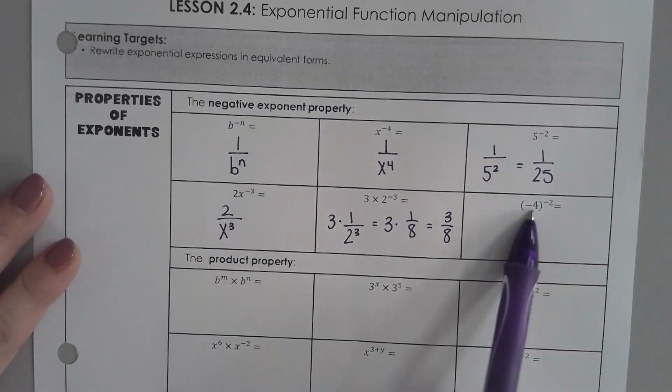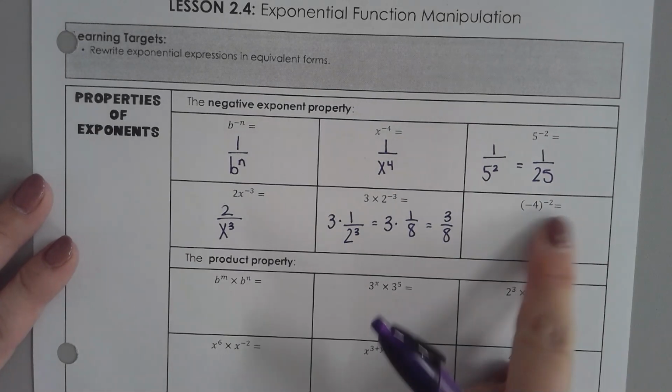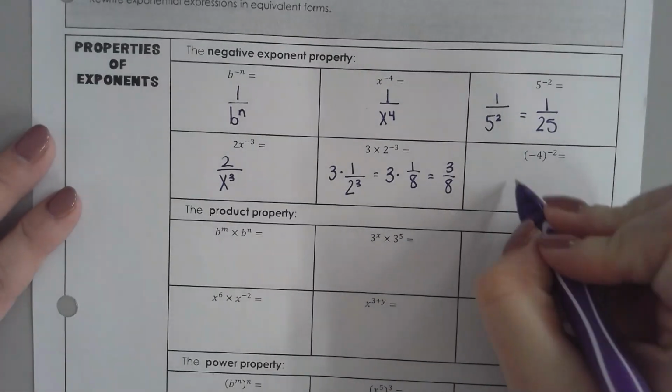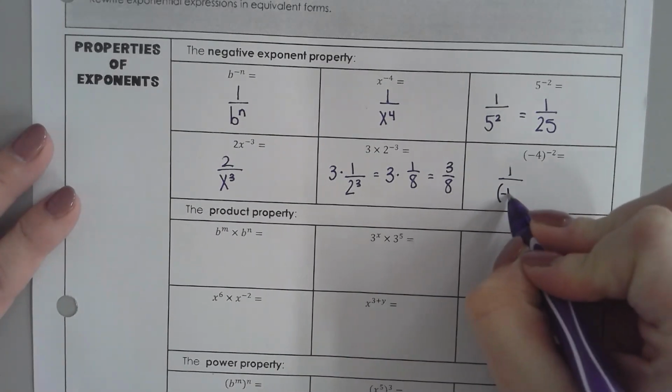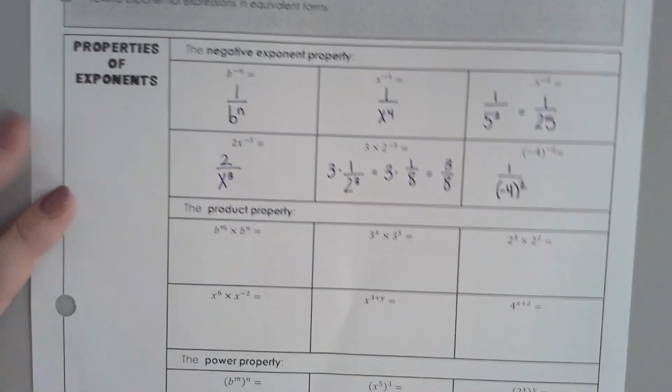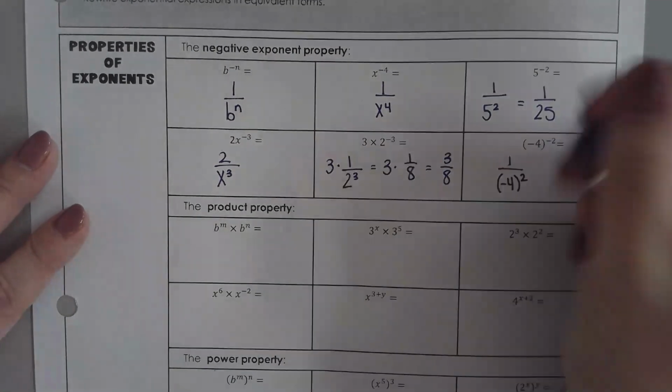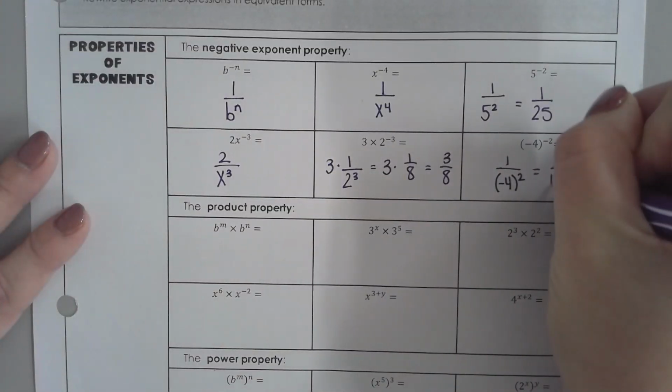The last one, the -4 is being raised to the -2nd power. So that's going to be 1 over -4 to the 2nd. The -4 does not become a positive. That rule is only for the exponents. This is 1 over positive 16.